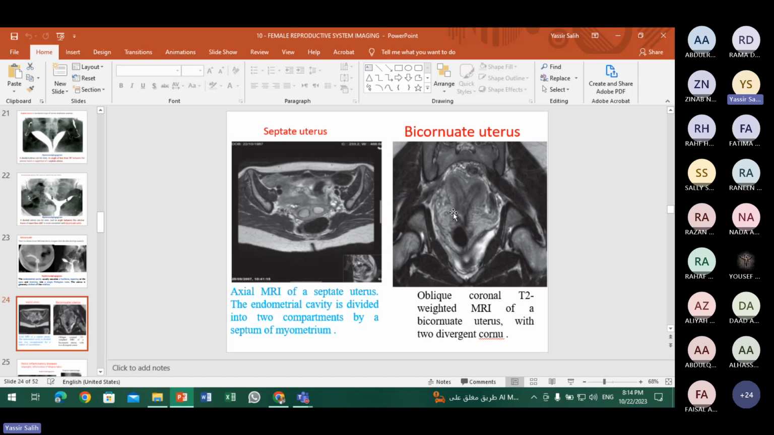And what is this plane? This is MRI also. Which plane is this?